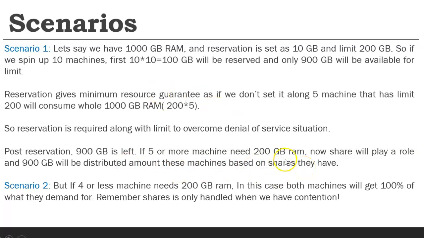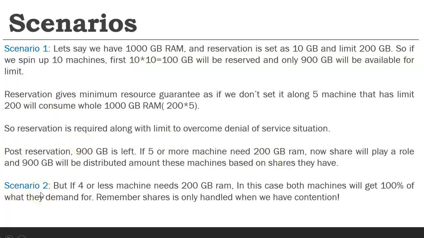And just to understand, the keywords are reservation, limit, and shares. There is nothing like priorities or others. They confuse you with the keywords. Understand the keywords. There are only three keywords: reservation, limit, and shares. Shares will come into the picture when there is resource contention.